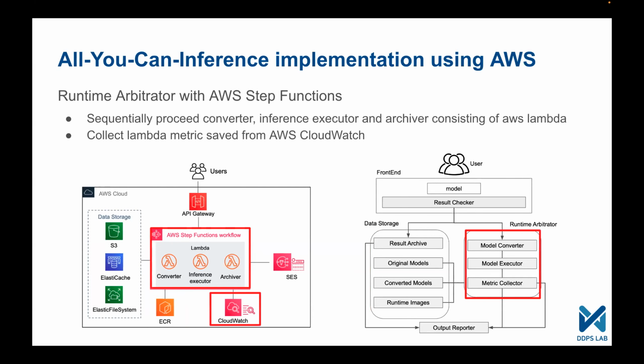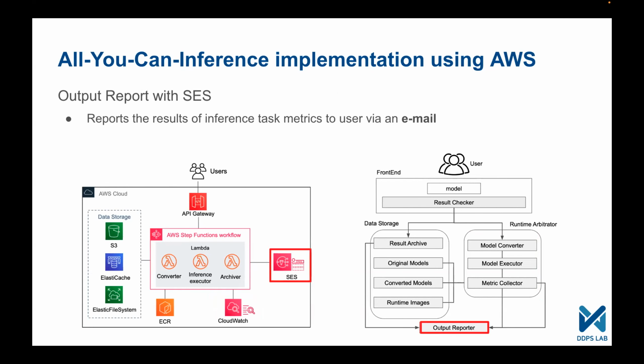If the model has not been executed, the system operates the serverless runtime arbitrator configured by AWS Step Functions. Using AWS Step Functions, we can configure the sequential processing of the model converter, inference executor, and archiver, consisting of AWS Lambda. And the metric collector collects the execution result and executed Lambda metrics saved in AWS CloudWatch. After the function work is finished, it sends the result to the user's email with AWS SES.